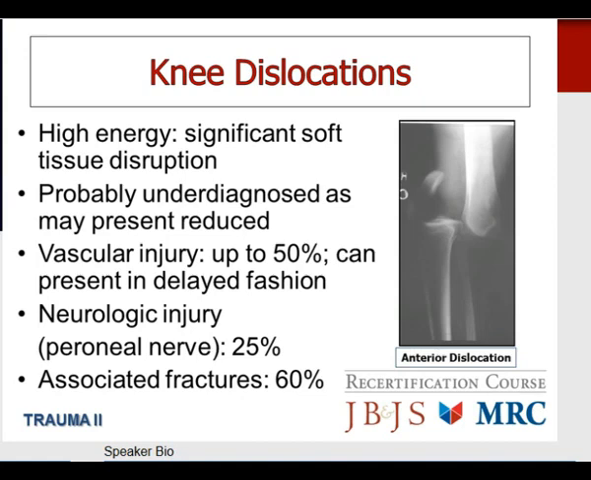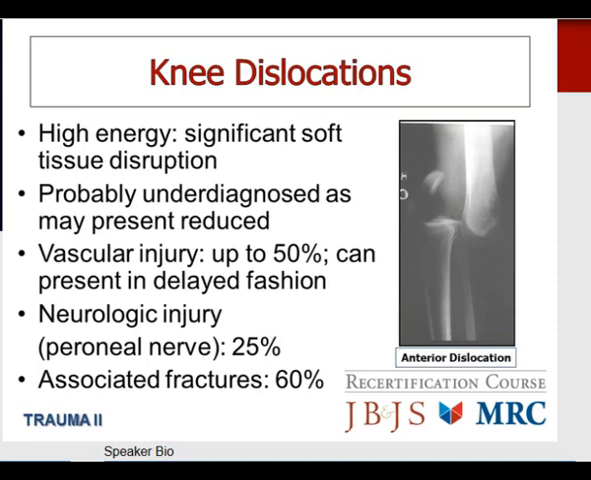Knee dislocations are typically very high energy, associated with significant soft tissue disruption. Remember that knee dislocations are probably underdiagnosed, as they may actually present with the knee being reduced, and vascular injuries are quite common with knee dislocations. Up to 50% of all knee dislocations will have a significant vascular injury, which can present in a delayed fashion. Neurologic injury is also quite prominent.